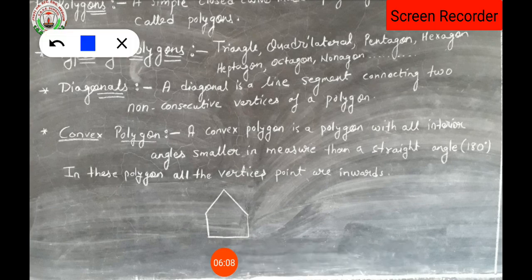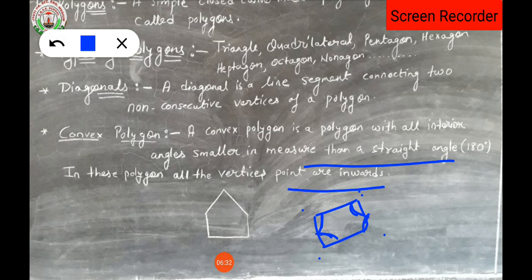Suppose we are considering a rectangle or a square, which is also a kind of polygon. Its interior angle must be smaller in measure than a straight angle. Suppose its vertices are A, B, C, D, four vertices, isn't it? So its vertex angles should be inward. That means in this polygon all the vertex points are inward, and if we are talking about its angles, all interior angles are smaller in measure than a straight angle. Clear? Straight angle means its angle will be less than 180.